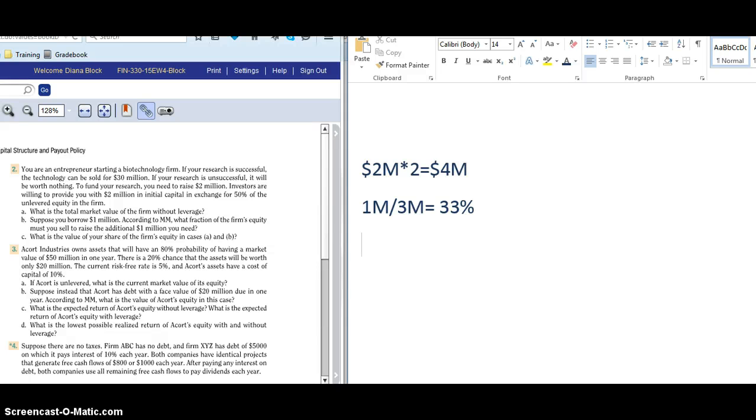So let's look at part C. In part C, what is the value of my shares of the firm's equity in both A and B? Okay, so let's look at that. In A, our equity is 50% of the 4 million. So that comes out to 2 million. In part B, our equity is 2/3, or 66%, of 3 million. So that still comes out to $2 million for our equity.